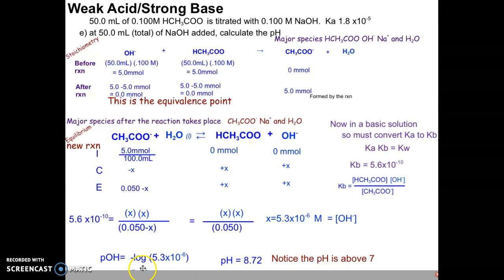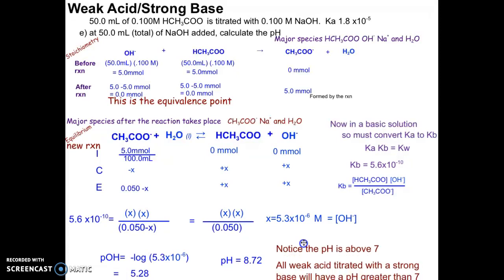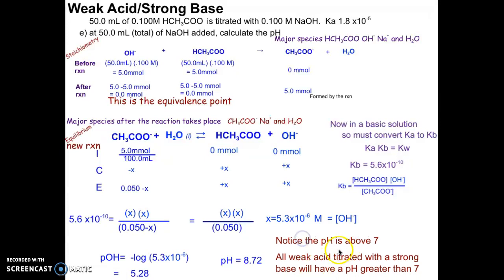If I take the pOH of that, I get 5.28. And then the pH would be 14 minus the 5.28. And I get a pH of 8.72. Notice that this pH is above 7. This is true for all weak acids titrated with a strong base. They will have a pH greater than 7.